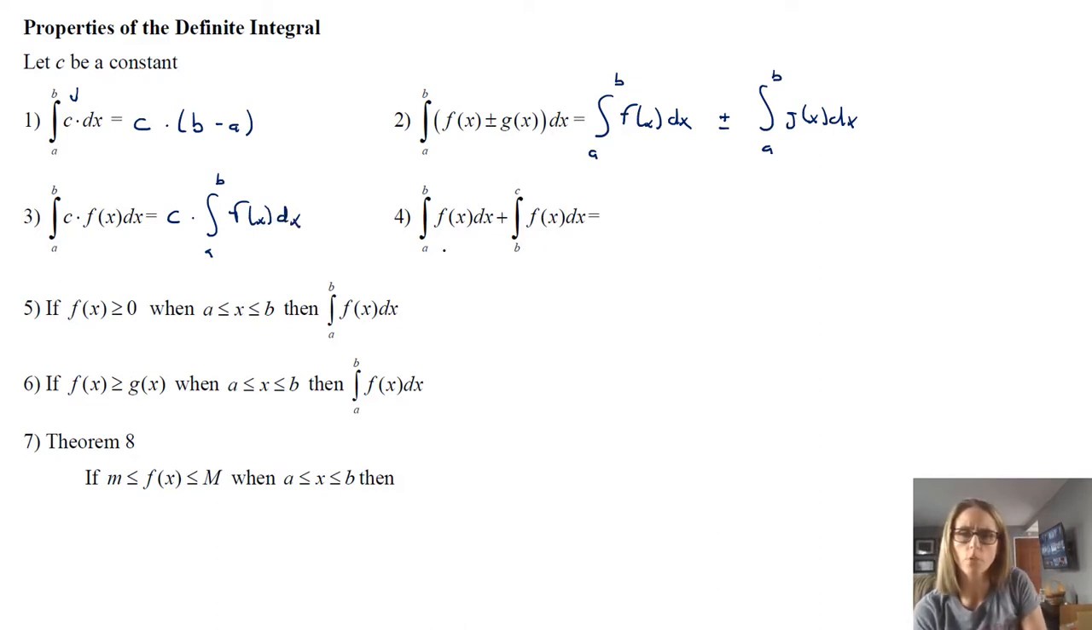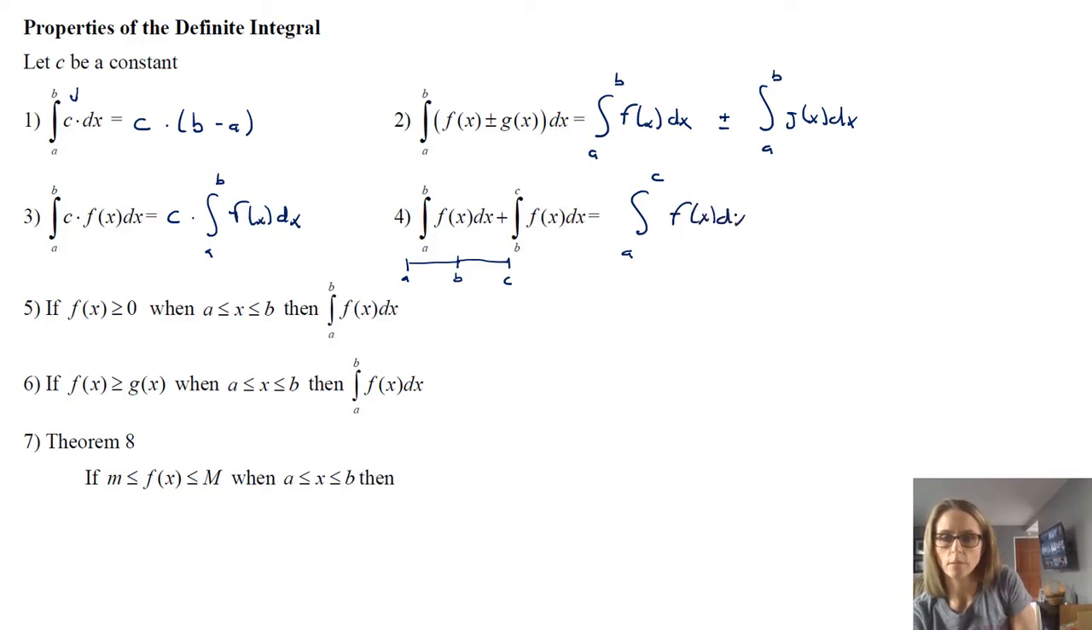And then with number 4, I want you to see that this is the integral, say, from a to b, and then you're doing the interval from b to c. And so not surprisingly, you can combine them and say that this is equivalent to a to c of f of x dx. So that's an important property.